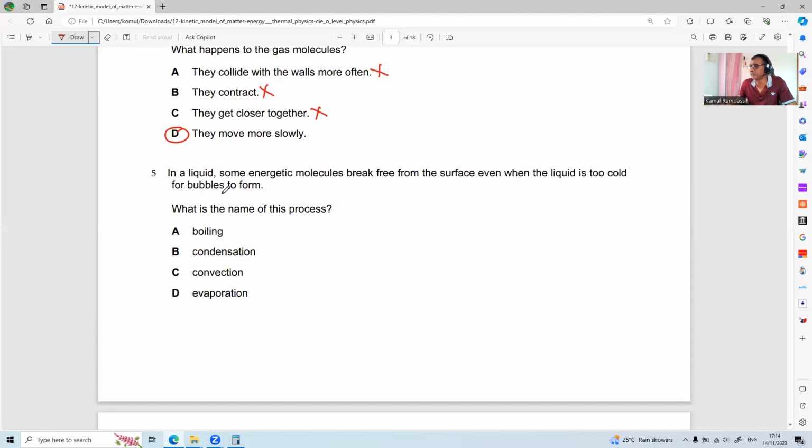In a liquid, some energetic molecules break free from the surface even when the liquid is too cold for bubbles to form. Ça veut dire, ce n'est pas boiling, mais the molecules are escaping from the liquid form, into vapor form. Comment on appelle ça? On appelle ça evaporation.